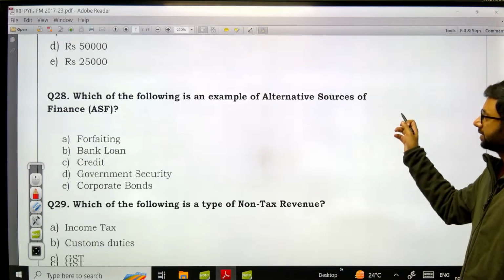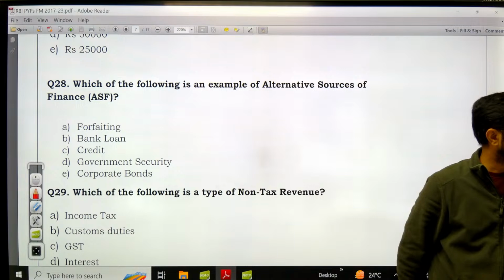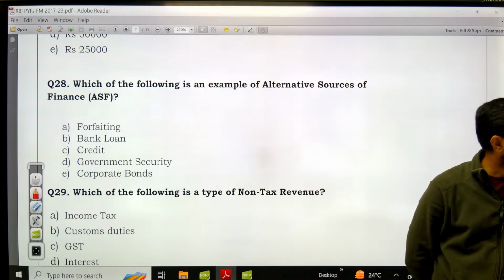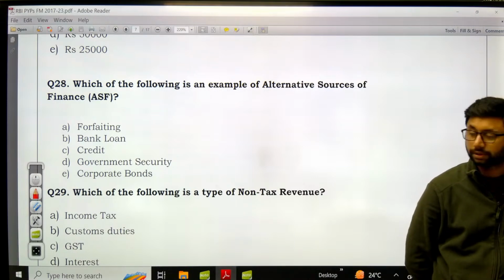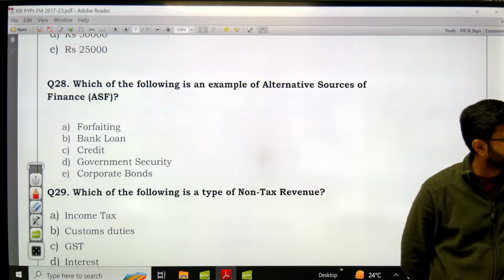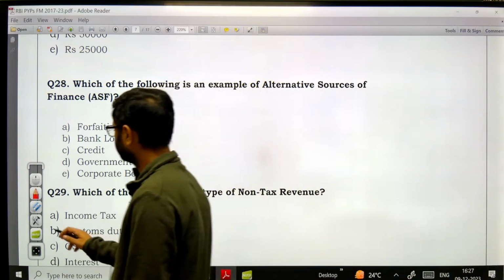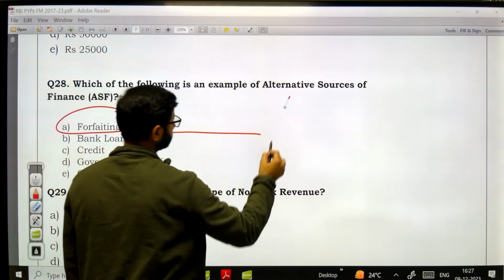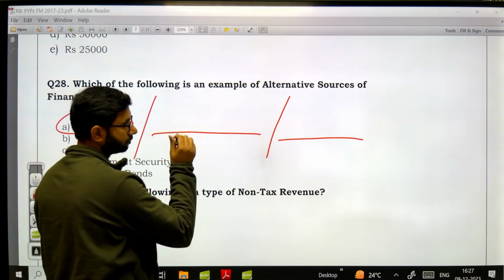Which of the following is an example of alternative source of finance? Lokesh says A. What about others? Sejal also says forfeiting, and forfeiting is the correct answer. But apart from forfeiting, what other are alternative sources of finance? Anyone? Any idea?